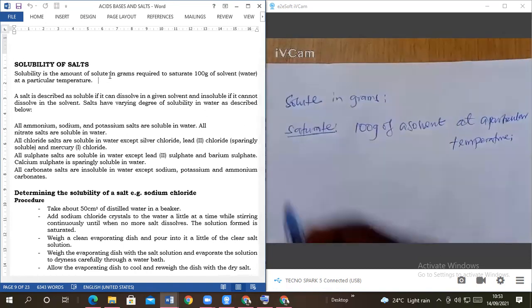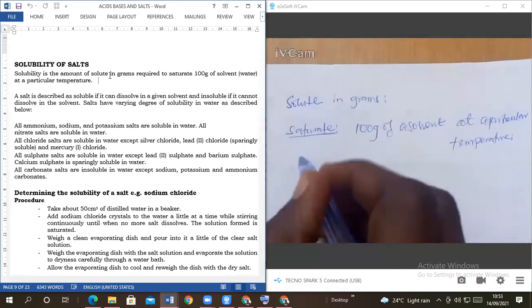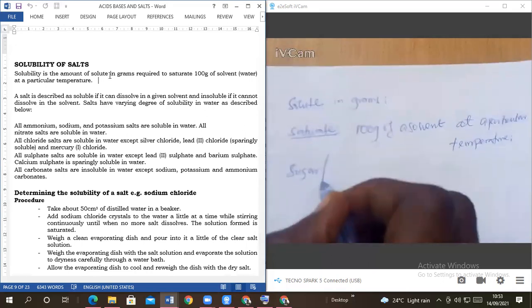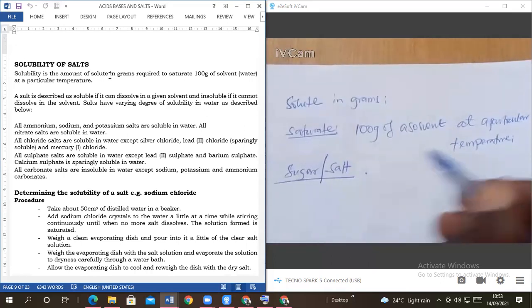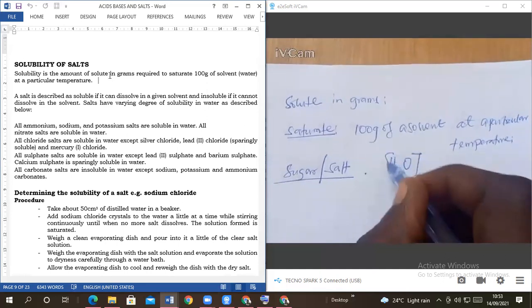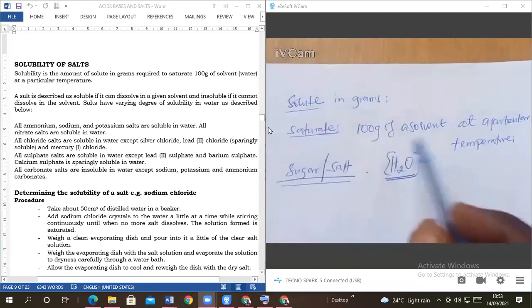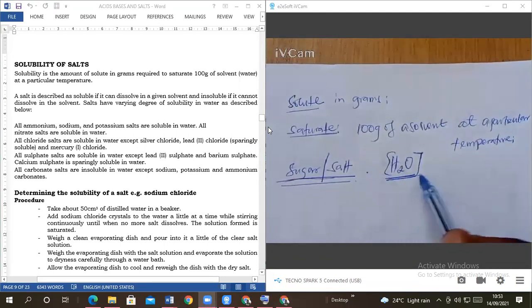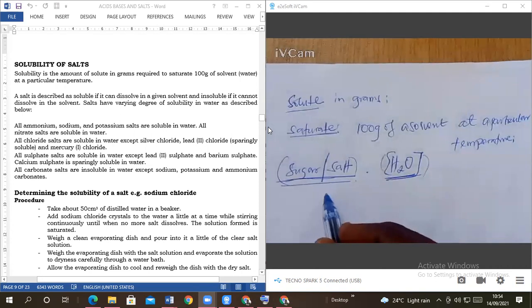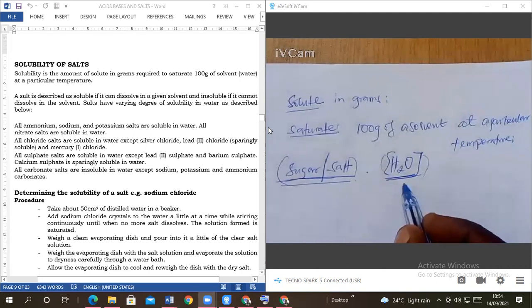Now, we looked at an example of sugar, salt, and then we have water. Which one of these is a solute? Sugar, salt, and water. Between this and water, which one is a solute? Salt. Salt is a solute.